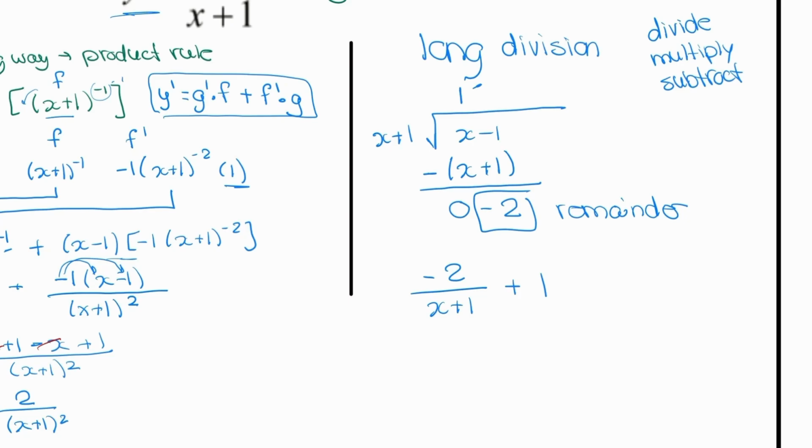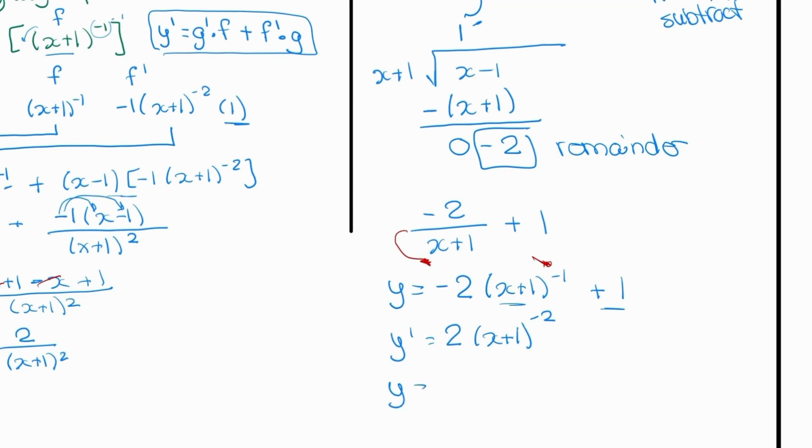But I wrote it kind of this way on purpose. So now let's rewrite this so we can take the derivative of it using the power rule. So we have negative 2 times x plus 1 to the negative 1. That's just this rewritten as a negative power, plus 1. Well, now I know how to take the derivative of this. So my derivative will be negative 1 times negative 2 becomes positive 2, x plus 1 to the negative 2 times 1 on the inside. I haven't shown that step. And my derivative of 1 is 0. Remember the constant rule.